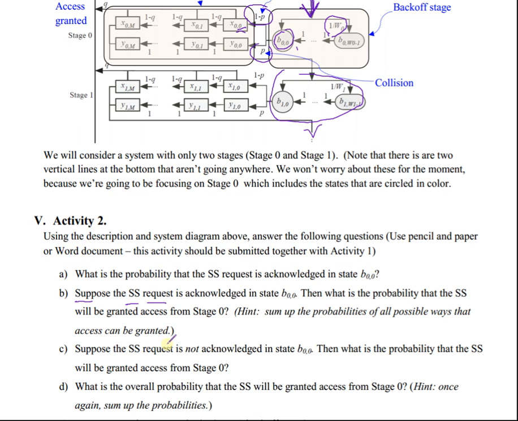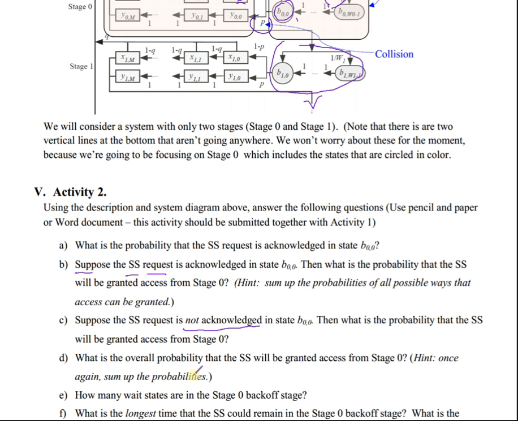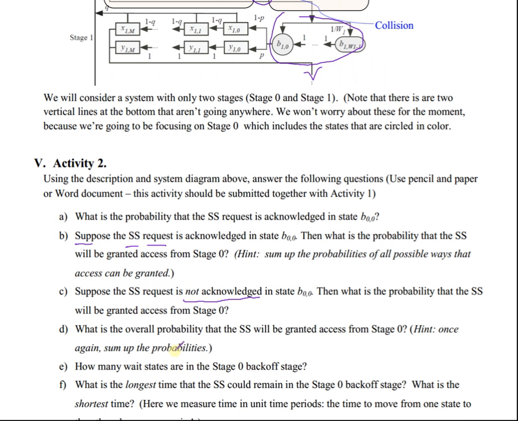This question C asks if the SS request is not acknowledged, what's the probability that you'll be granted access? So this is talking about the case where after state B00, I go to the lower line. Then part D says, what is the overall probability that the SS will be granted access from stage 0?